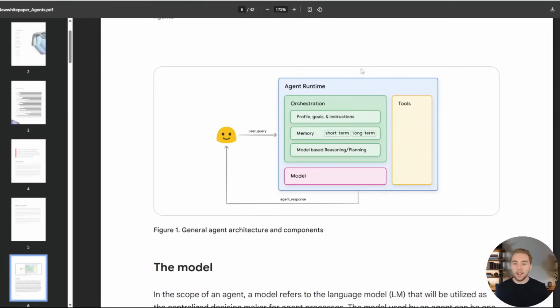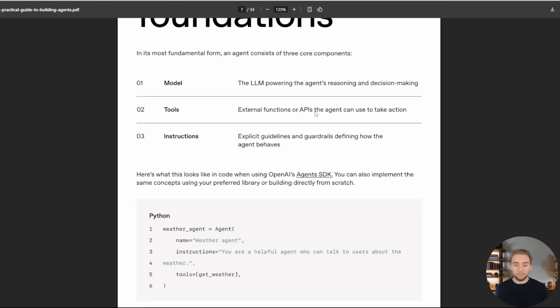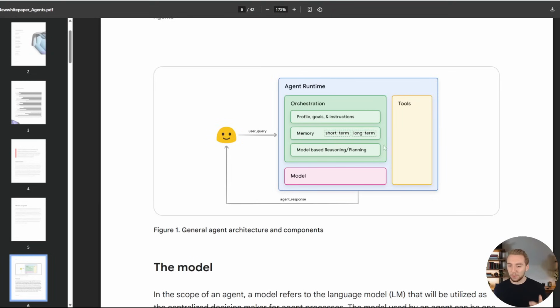And going back to our guides, Google definitely explains this the best in my opinion. You can see they lay out the four different components very well here for our instructions, memory, our LLM, and then the tools. And then Anthropic, it's almost as good. They have all the components here, except they don't explicitly call out the system prompt, which is really crucial for our agent. And then OpenAI has the model tools and instructions, but they don't have the memory here. And so that's why I think Google explains this the best.